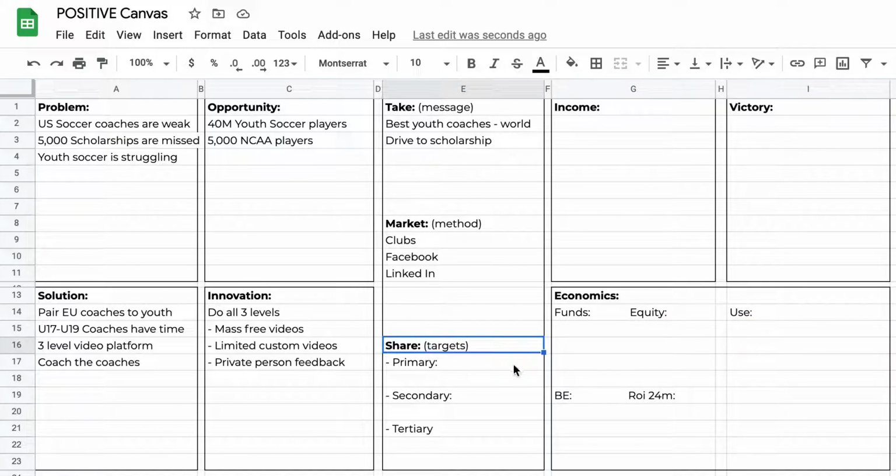So then the next one is share. How are we going to take market share? Well, what sections of the market are we going to get share in? So our primary target audience are going to be comp soccer players. Our secondary audience, and you could put in here how many there are. There are 35,000 of them in America. So maybe put a dash here. Okay. Then we can say secondary.